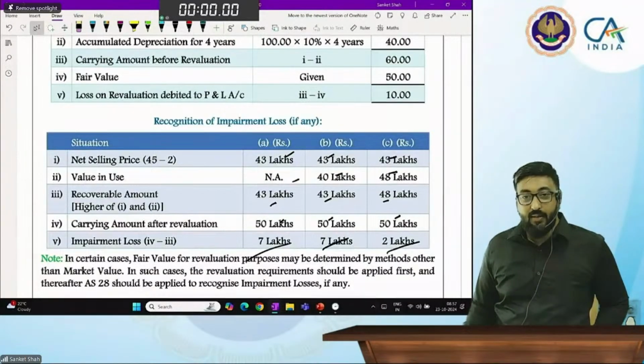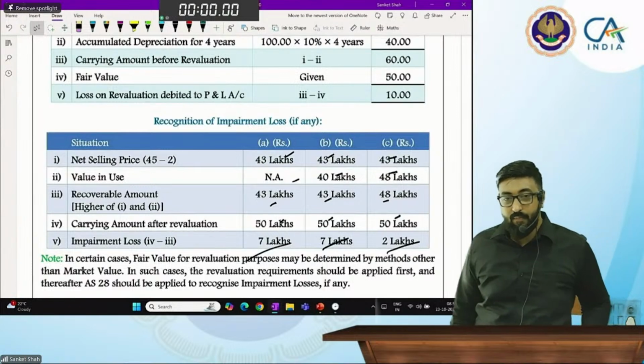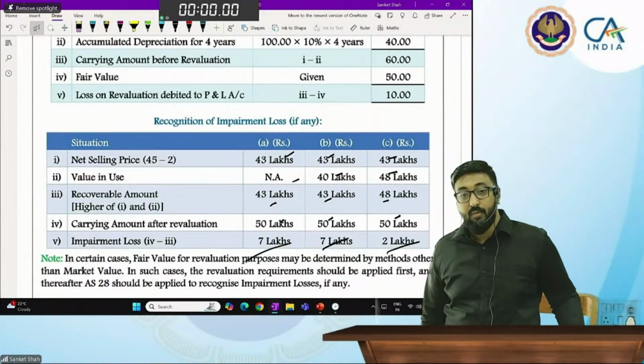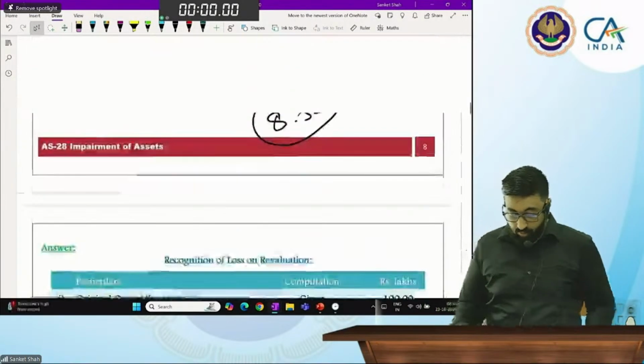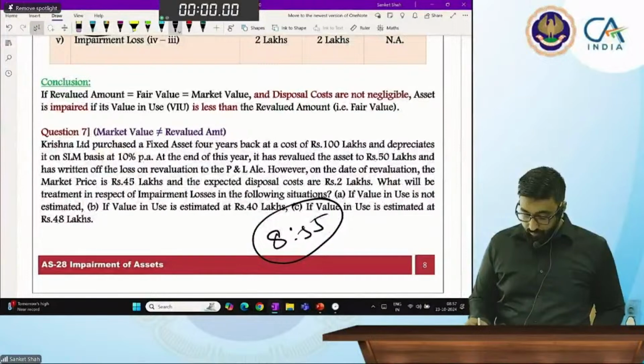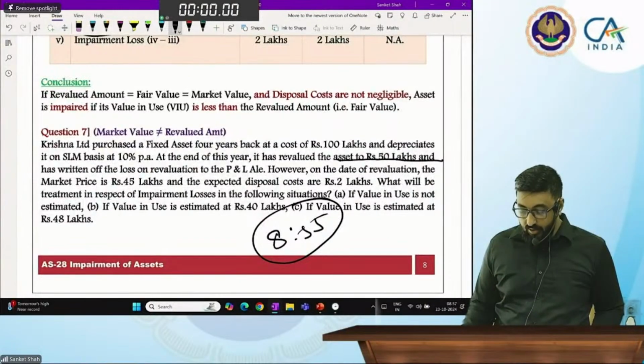Any difficulty in this? Guys, any difficulty, please raise your hand. So revaluation model we are done with. Yes, beta Preeti Kumari ji, boliye. You got the same answer, Preeti? Good morning, sir. Good morning, beta. Sir, I have taken this carrying amount up to 45. Why we have taken 50? Because it is given in the question. Asset is 50 lakhs. It is revalued to.